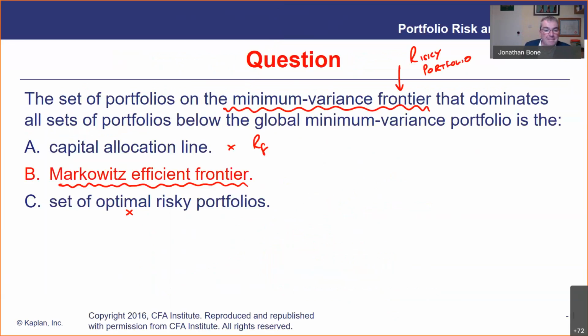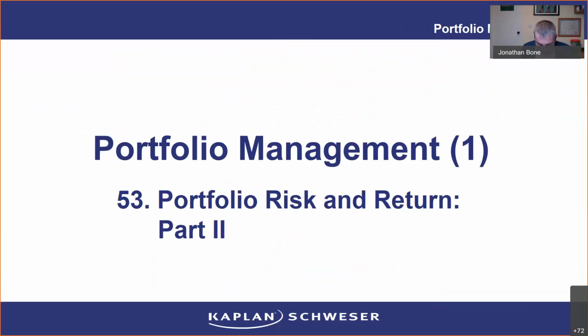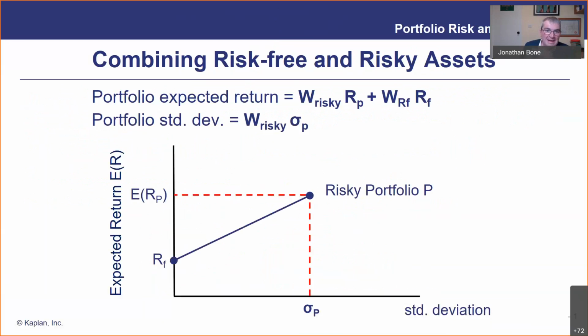Lovely. Okay, so we've done a bit of our basic modern portfolio theory. I'm going to take it a little bit further now. Now, combining risk-free and risky assets. Again, you might be asked to compute the expected return on a combination of risky and risk-free asset portfolio, and you might be asked to calculate the standard deviation. Now, this is quite straightforward.